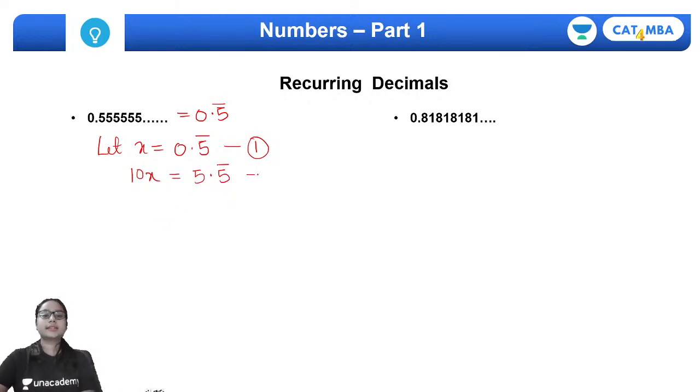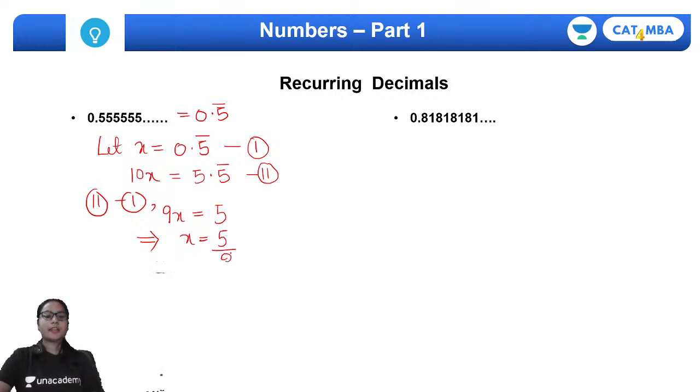Let us mark this as equation 2. Now I subtract both these equations, equation 2 minus equation 1. What will I get? 9x equals 5. From here, I can write x equals 5 by 9. Earlier, x was in decimal form, and now x is in fractional form. So we have successfully converted the decimal into a fraction. 0.5 bar can be written as 5 upon 9.